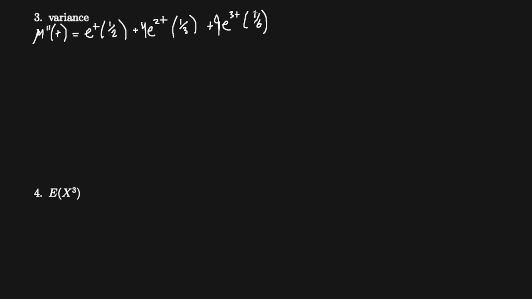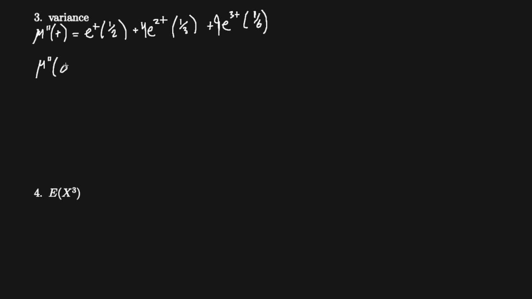Now we can move on to the variance. With this in mind, we can find the mu double prime, which is doing the derivative twice. So you'd get e to the power of t times 1/2 plus 4 times e to the power of 2t times 1/3 plus 9e to the power of 3t times 1/6. Remember, this is the second derivative.